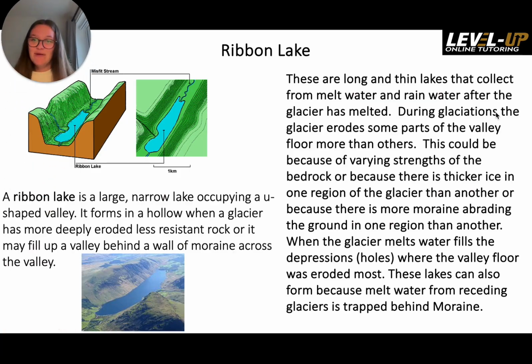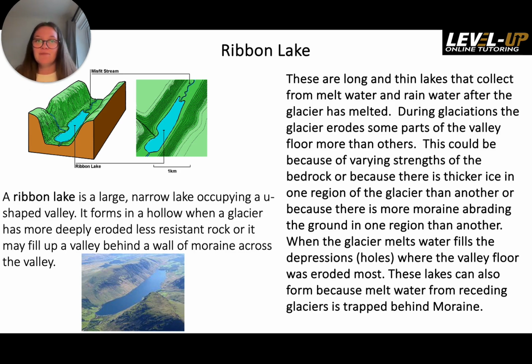So, a ribbon lake is a large, narrow lake occupying a U-shaped valley, so the ones that glaciers have eroded through. It forms in a hollow when a glacier has more deeply eroded a less resistant rock. Or it might fill up a valley behind a wall of a moraine, which we'll talk about later, across the valley. This is just like a barrier. These are long, thin lakes that collect from glacial meltwater and rain after the glacier has melted.